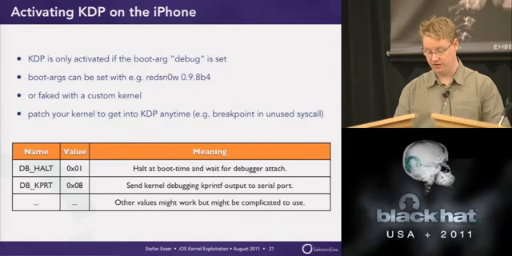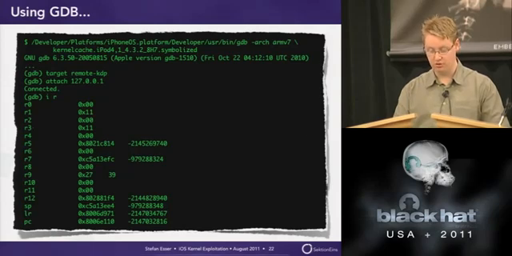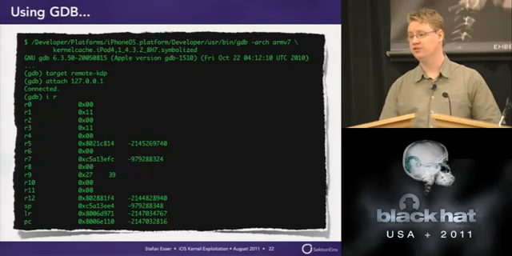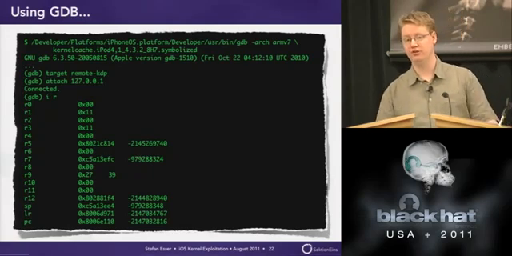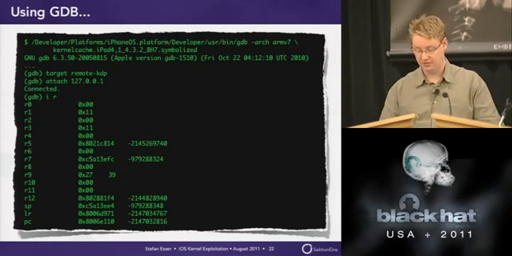Once you have done that, you can just use GDB and connect to it using the KDP functionality. In this case, you attach to localhost because the proxy runs on localhost. Okay, so now you know how to use the kernel debugger. We will not think about it for the rest of the talk.